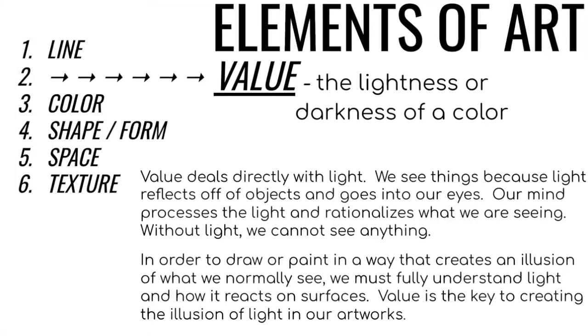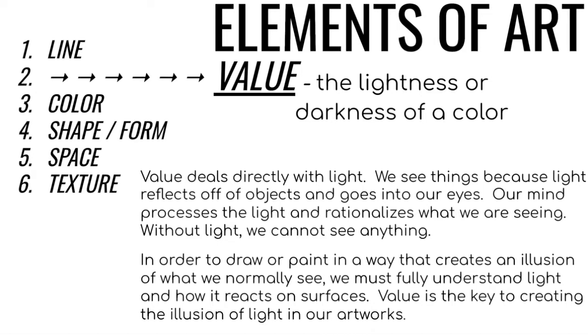Today we're going to dig into the element of art value. As you learned in Art 1, there are 6 different elements of art. There's line, value, color, shape and form, space, texture. But today with value, we're talking about the lightness or darkness of a color. Every color has a light or dark value. You can see it when you squint your eyes at it and kind of eliminate some of that color.